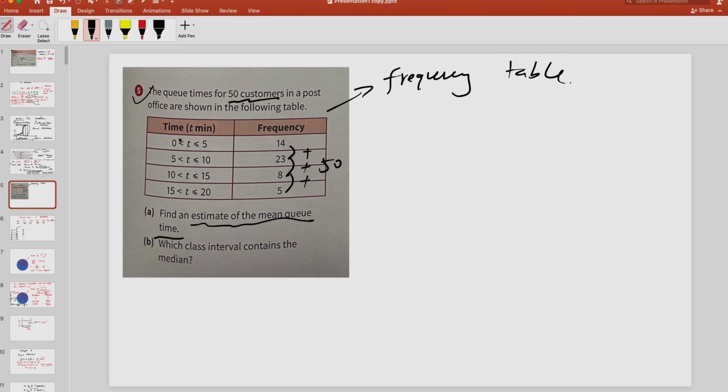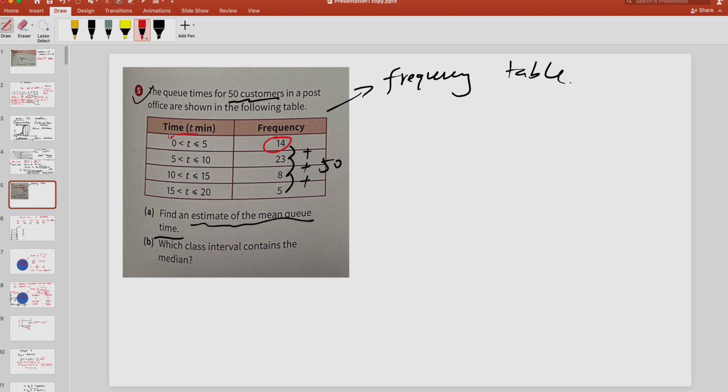So basically, the queue time 0 minutes to 5 minutes has 14 of them. I'm teaching you how you read this table. 14 customers wait between 0 to 5, 5 included. 23 wait 5 to 10 minutes. 8 wait 10 to 15 minutes. 5 wait 15 to 20 minutes. That's how you read it. Then how do you find the mean queue time?